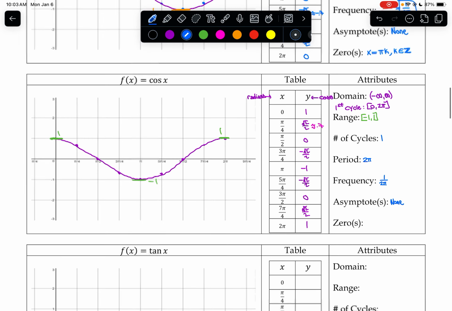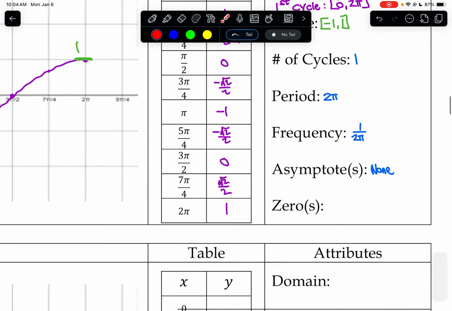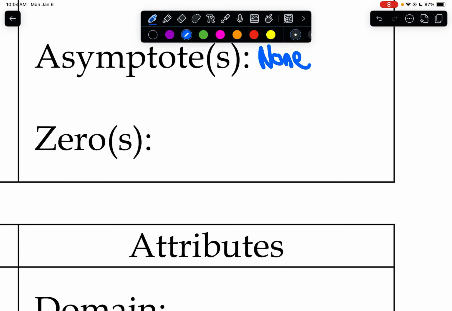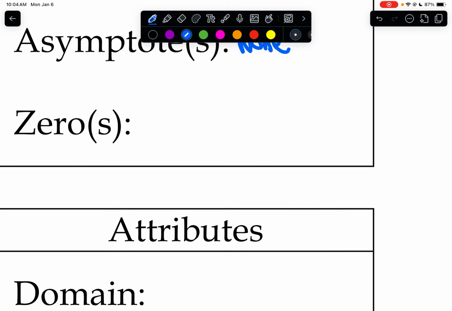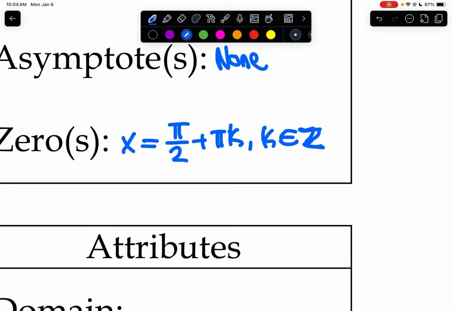All right, and then your zeros, what we're going to look for is when it crosses the x-axis. So we have it at pi over 2 and 3 pi over 2. So whenever we have the pi over 2s, we're going to start, and we're going to do x equals pi over 2 plus pi k, where k is an element of the integers. Or if you want to say kes, you can say kes. Remember, we as your graders are not going to know what you say, just what you write. So you can write kes, just don't tell us kes.